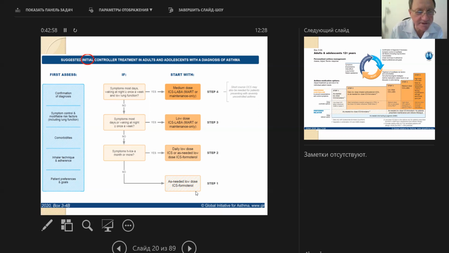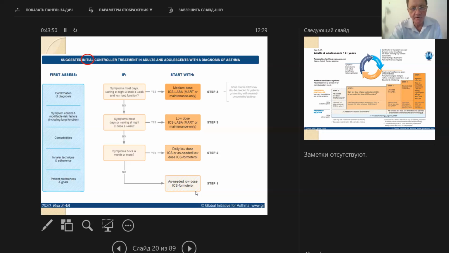And symptoms most days, but not daily. For example, the patient can use low dosage inhaled corticosteroids in combination with long-acting beta agonists. As a controller medication and as a reliever medication, the patient can use the combination of inhaled corticosteroids with formoterol. And symptoms most days, practically each day, it's step 4: medium dosage inhaled corticosteroids plus LABA.